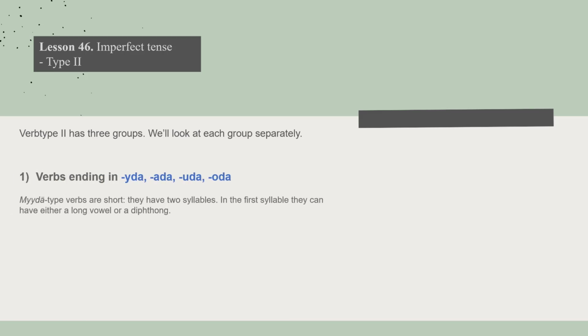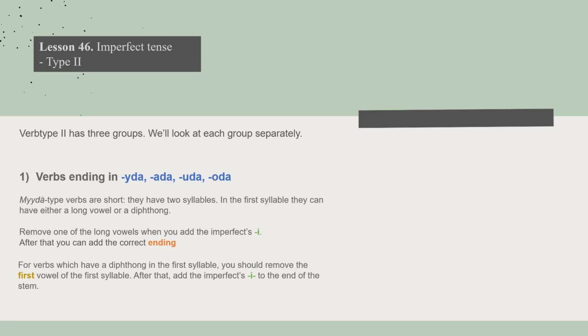Muru type of verbs are short. They have 2 syllables. In the first syllable, they can have either a long vowel or a diphthong. Remove one of the long vowels when you add the imperfect e. After that, you can add the correct ending.